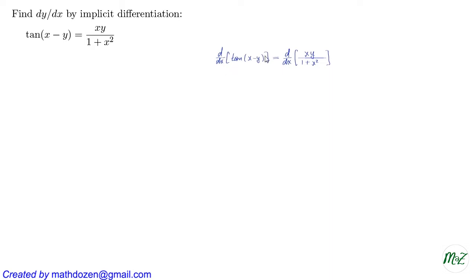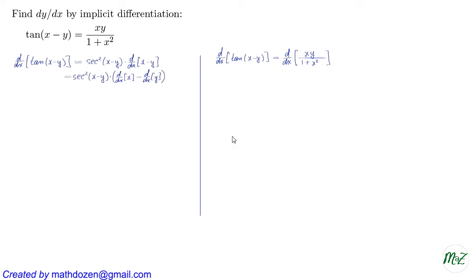And we see that we're going to have to do derivative of tangent on the left and derivative of this fraction on the right. So breaking it up into smaller pieces, derivative of tangent of x minus y is going to be, according to chain rule, we have derivative of tangent of u. So we're going to have secant squared of u times derivative with respect to x of whatever was inside of tangent. And continuing on, this boils down to secant squared of x minus y times derivative of x minus derivative of y.